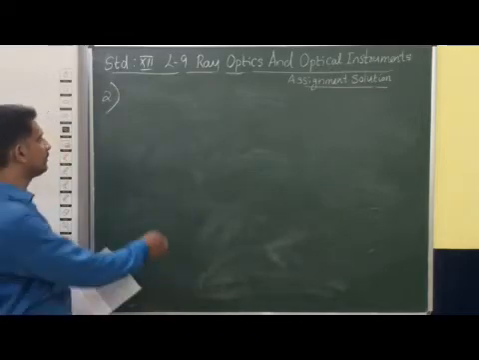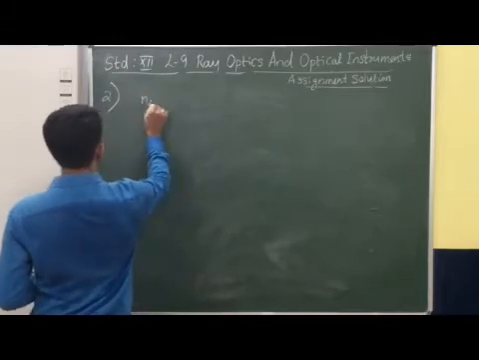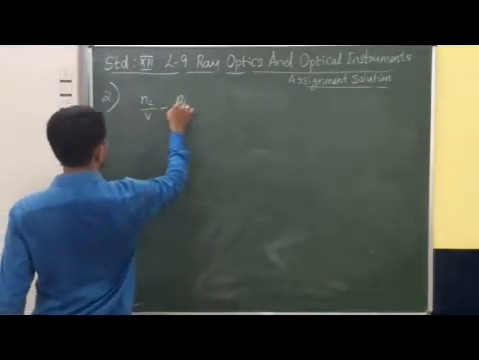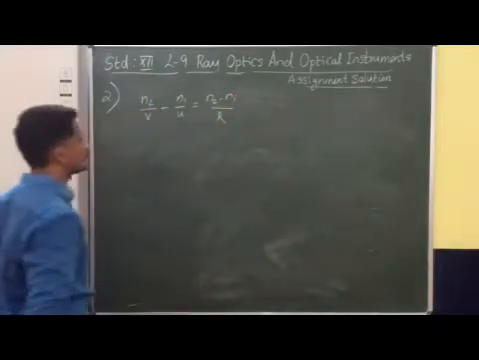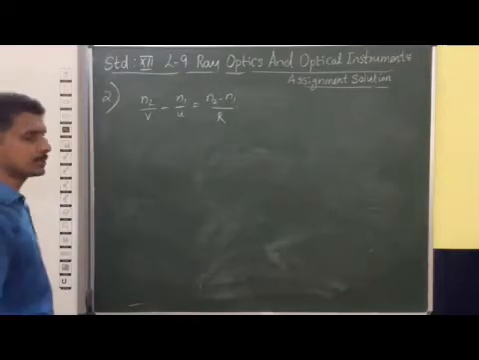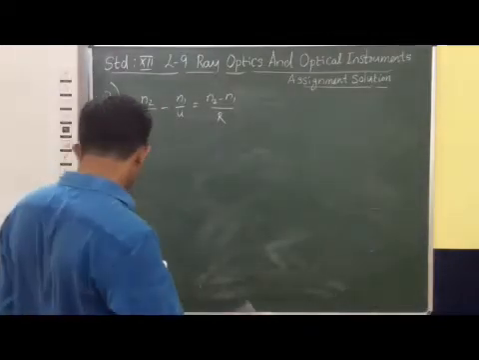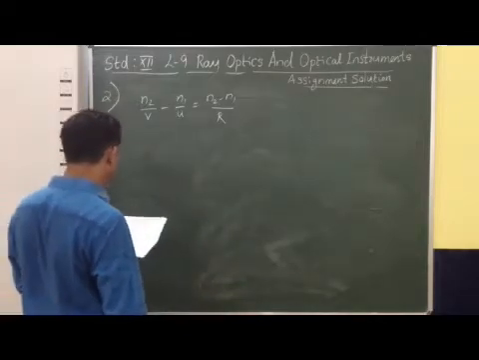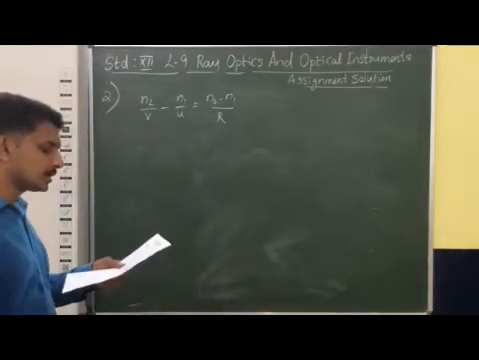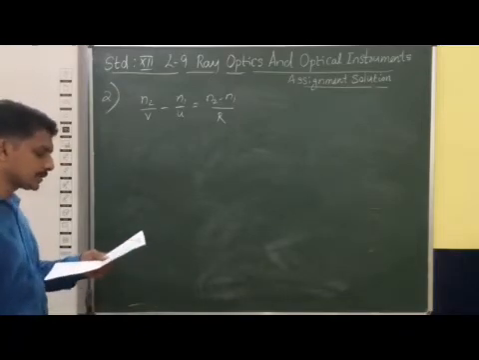So we have to use the formula N2 by V minus N1 by U is equal to N2 minus N1 divided by R. This formula we use for image formation in the case of curved surfaces. So what are the given data in this case? Light from a point source in air falls on a spherical glass surface of refractive index 1.5 and radius of curvature 20 centimeter.